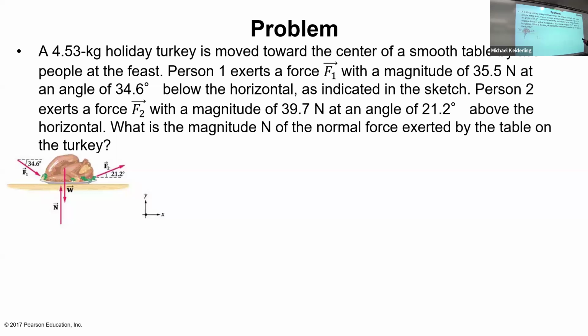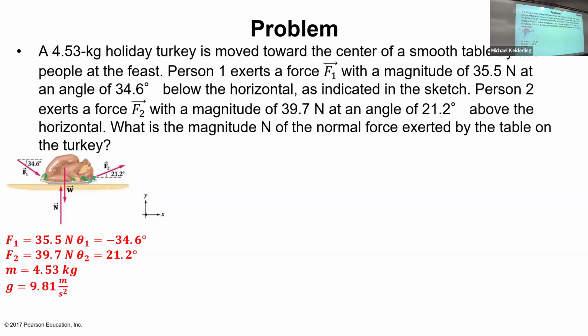So for this problem, the way you'd approach it, you can list out what you know. Your first force is 35.5 newtons. It's 34.6 degrees below the horizontal. So the angle could be thought of as negative 34.6 degrees. Your second force is 39.7 newtons. It is 21.2 degrees above the horizontal, so it is positive. The mass of the turkey is 4.53 kilograms. g is 9.81 meters per second squared.